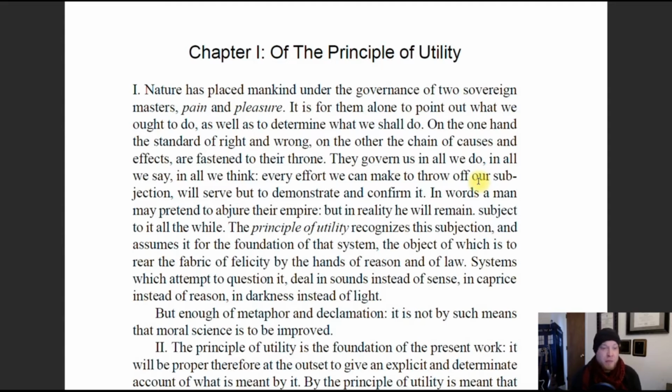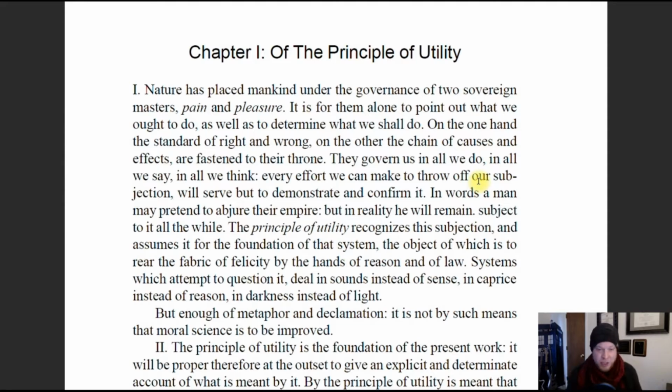In words, a man may pretend to abjure their empire. You might think, no, I don't really think about pain and pleasure as being the root of morality. But in reality, he will remain subject to it all the while. The principle of utility recognizes this subjection and assumes it for the foundation of that system, the object of which is to rear the fabric of felicity by the hands of reason and law.